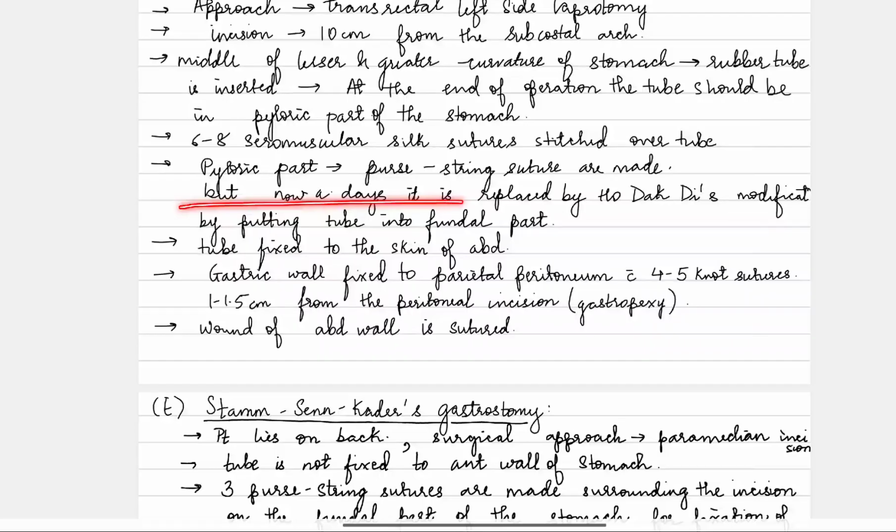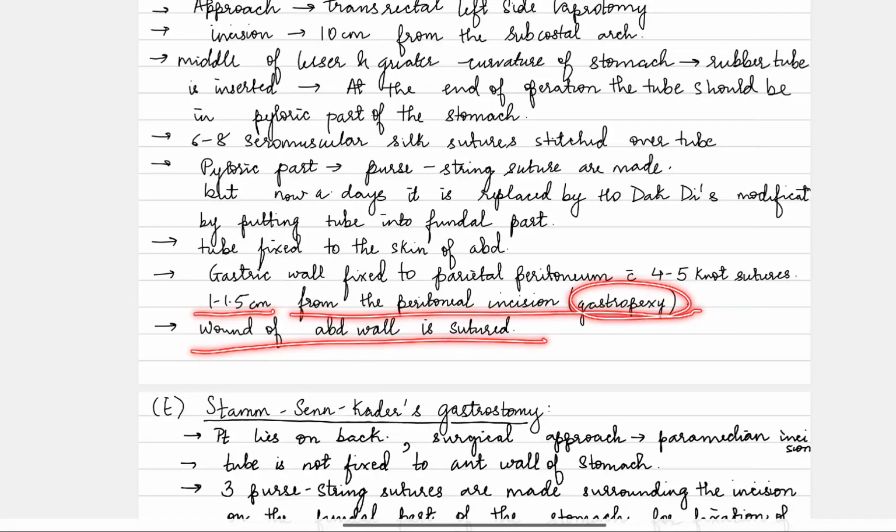But nowadays, it is replaced by Depage's modification, putting the tube into the fundal part. The tube is fixed to the skin of the abdomen. The gastric wall is fixed to the parietal peritoneum with 4 to 5 knot sutures, 1 to 1.5 cm from the peritoneal incision, which is called gastropexy. The wound of the abdominal wall is sutured.